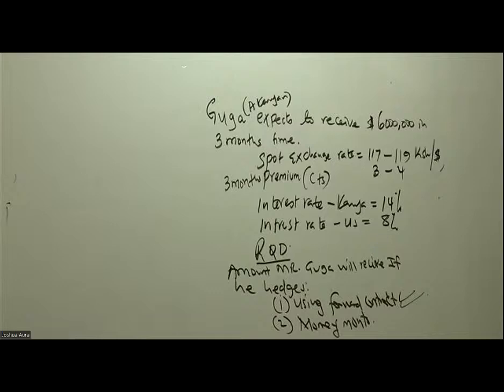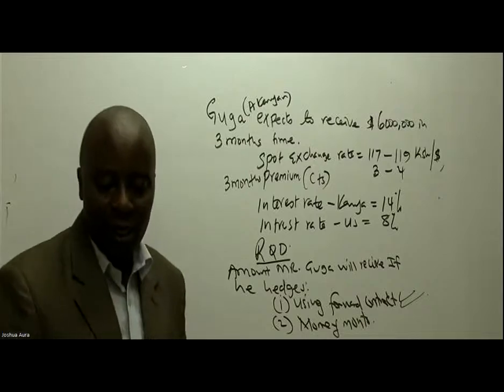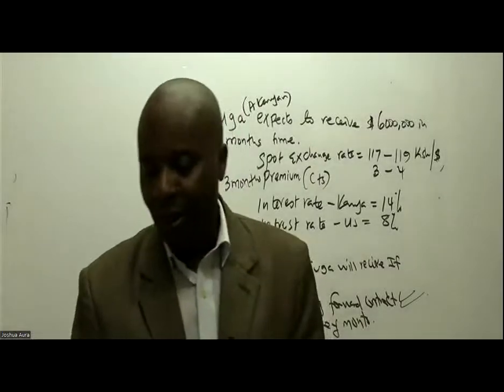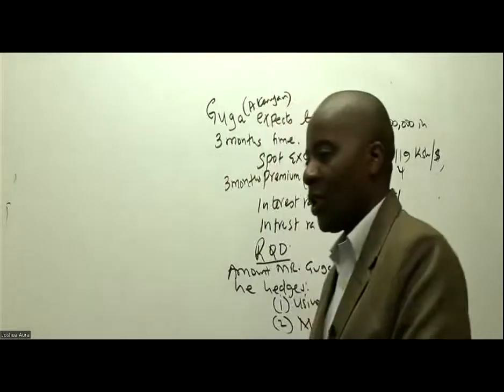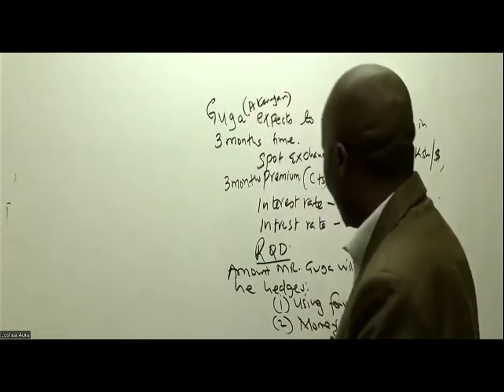So when you're given a premium, for you to get the forward rate, will you subtract or will you add? When you're given the premium, how do you go to the forward rate? Do you add or subtract? Thank you so much. You subtract. Then you guys are champions. Please don't keep silent with your answers because you know so many things.